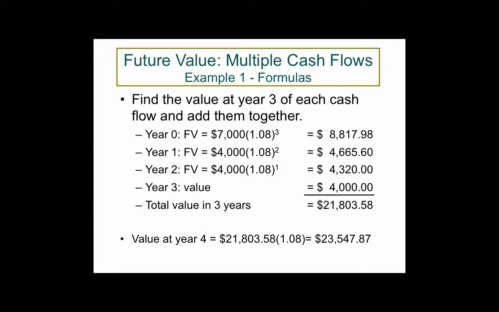Now, as interesting as that is, you could have skipped this very last step if you would have just added one more number to each one of the steps, meaning in year 0 you could have raised to the 4th power, year 1 to the 3rd power, year 2 to the 2nd power, and then year 3 to the 1st power, and then sum them up and been done. So either way you want to do it, but that's how you would use the formulas.